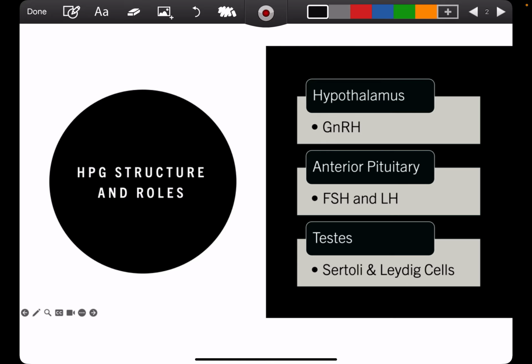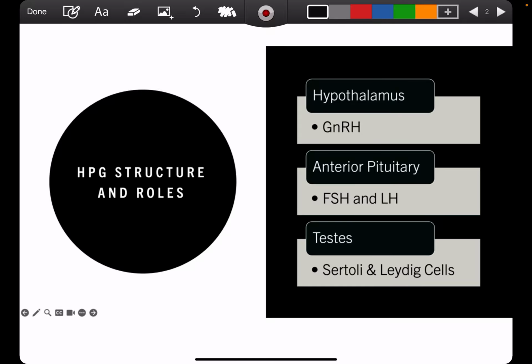So starting with the structures and roles, the hypothalamus will secrete gonadotropin releasing hormone, similar to females, and they'll do it in a rapid or a slow pulse method, which preferences FSH or LH, depending on the pulsatility. If it is more rapid, that preference is LH or luteinizing hormone, and then more slowly, that preference is follicle stimulating hormone or FSH.